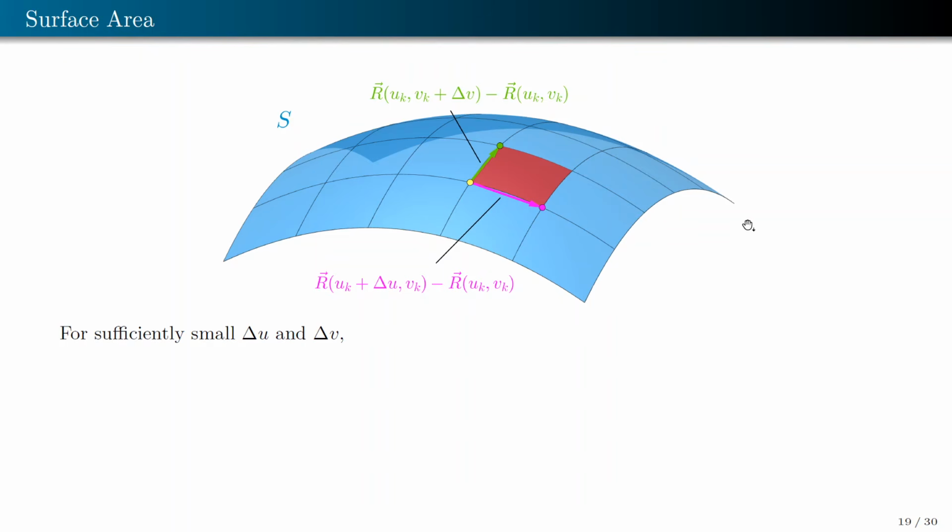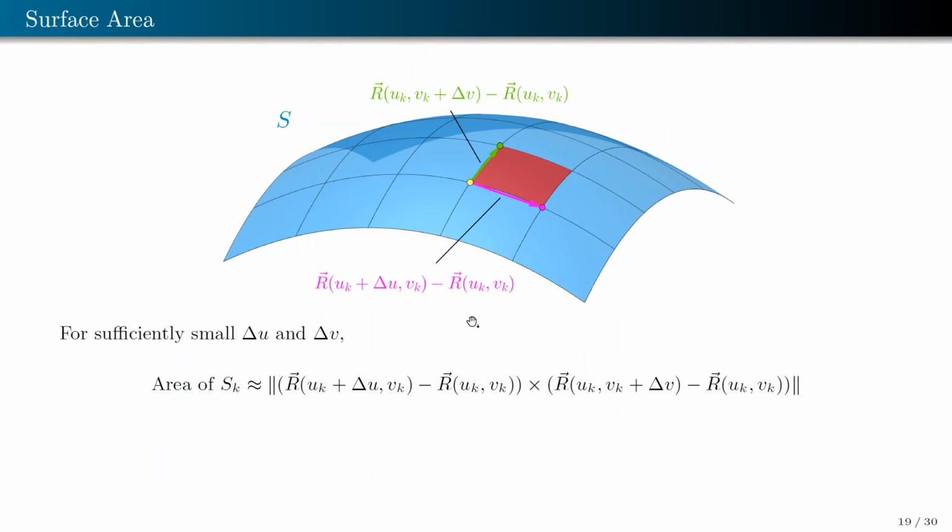Okay, so for sufficiently small delta u and delta v, or for delta u and delta v that are near 0, we have the following. So an approximation na to, ang area ng S sub k, approximately equal dun sa area nitong parallelogram na to. Well, approximately equal lang kasi yung parallelogram, kung iisipin yung flat surface yun, yung S sub k, portion siya ng S. So, in general, curved surface yung S sub k. Anyway, so approximation yung parallelogram, which is given by the norm of the cross product of these two vectors.